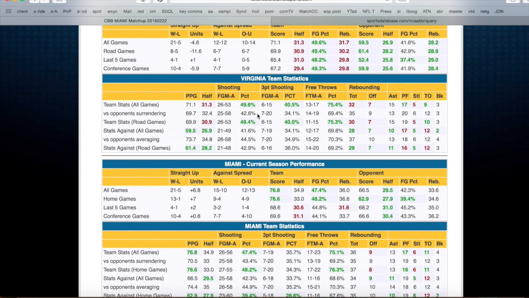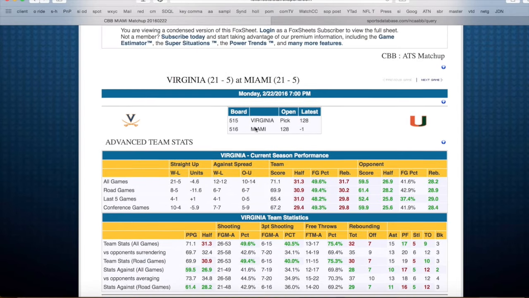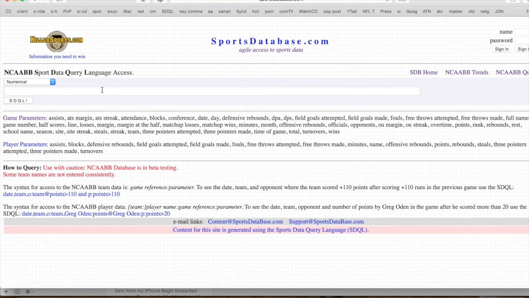I actually like the shooting percentage. As you can see here, Virginia, very good shooting team. They go up against teams that normally allow 42.6, but they're getting 49.6. But that's still the number one strength of Fox Sheets. And Fox Sheets used to be very good for systems, but I really don't think they've done a heck of a job as far as updating their database when it comes to some of the systems that apply in specific games. Now, Sports Database, a tremendous site.